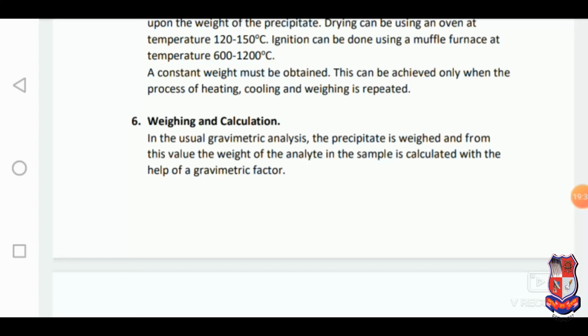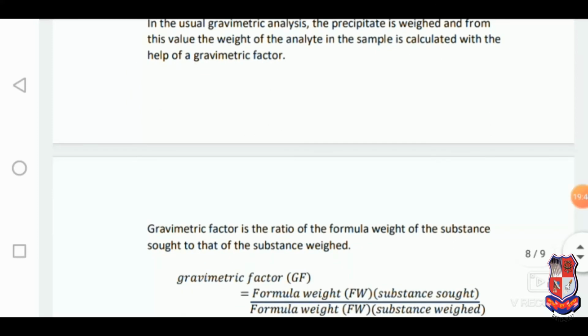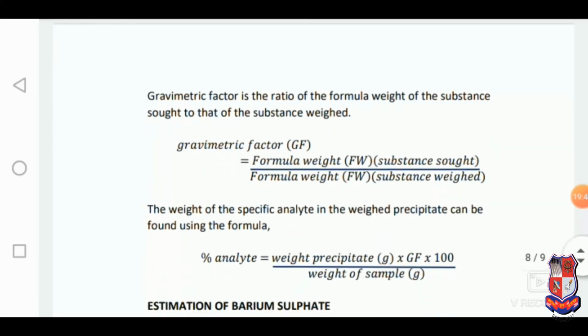In the usual gravimetric analysis, the precipitate is weighed, and from this value, the weight of the analyte in the sample is calculated with the help of the gravimetric factor. So, what is the gravimetric factor? That is the formula weight of the substance sought divided by the formula weight of the substance weighed.